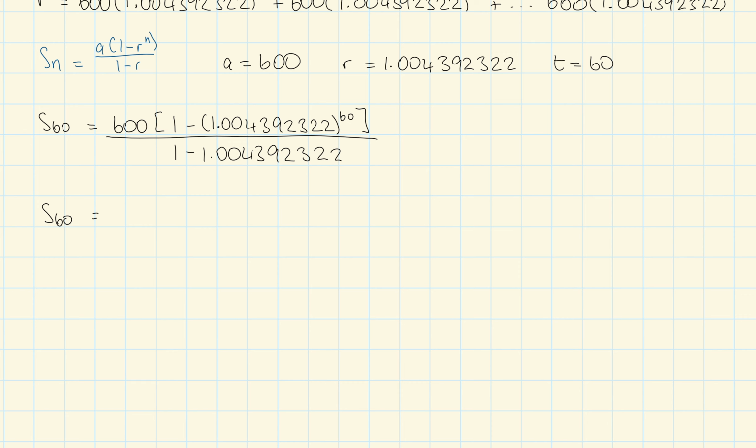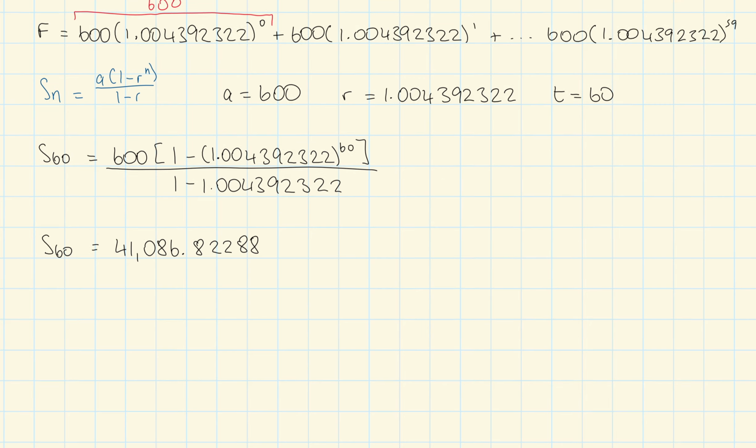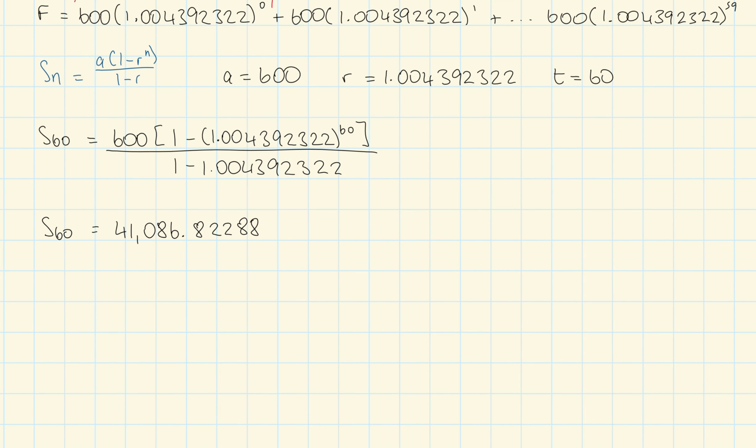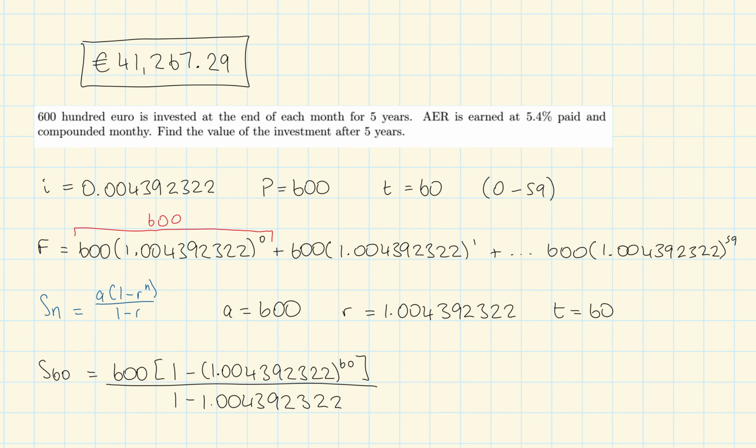So you can go back to your previous sum if you want and just delete your interest rate from the 600, or else you can enter it as a new value, same difference. So we get 41,086.82288, and we just need to round to 2 decimals. So 41,086.82. There's our answer.